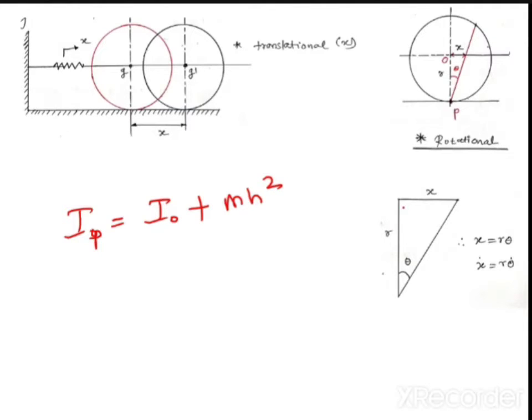M, distance. Now let us say this is point O, this is point P. What is the distance between O and P? This is h. What is h? R. R.